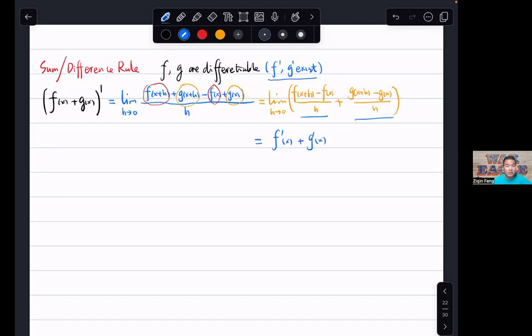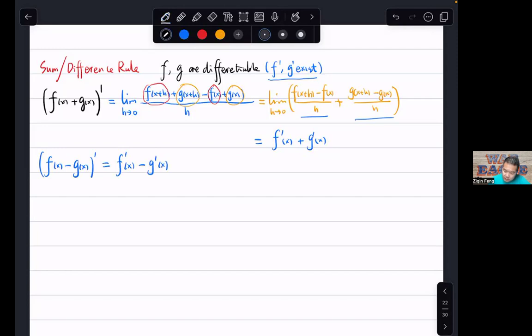The answer is the derivative of the sum of the functions. And very similarly, you can get the difference if you want to differentiate the difference of two differentiable functions. You get the difference of their derivatives. Not much difference. You can use the same formula, with a small modification in a few places.